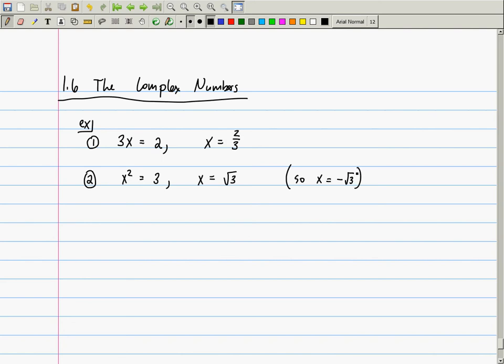Now, the square root of 3, that's not an integer. It's about 1.7. But even worse, it's also not rational, meaning you can't say it's like 17 over 10. It's not the ratio of any two integers. So the square root of 3 is an irrational number.